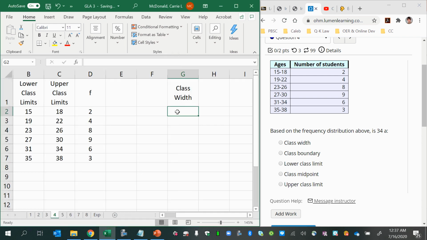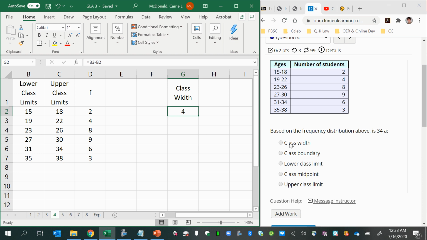So my class width is the distance between any two consecutive lower class limits, or any two upper class limits, or any two midpoints, or any two class boundaries. So we'll use the class limit since we have that already. So I'll put an equal sign, and I'm just going to subtract any two consecutive class limits, either both lower class limits or both upper class limits. What you don't want to do is try to subtract within the same class. That'll get you the wrong answer. 18 minus 15 would have given us the answer 3 instead of the correct answer 4. So that would be the class width.